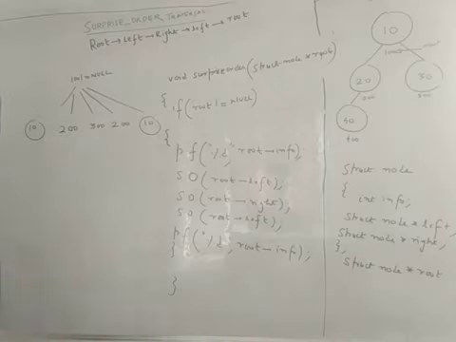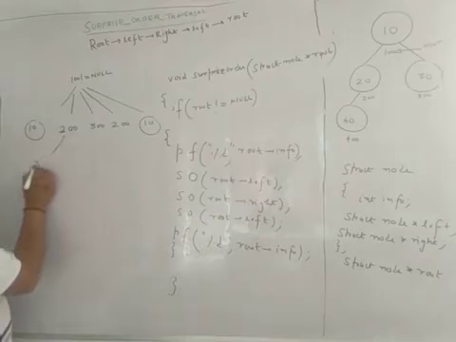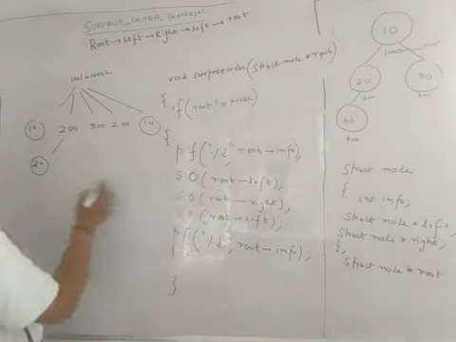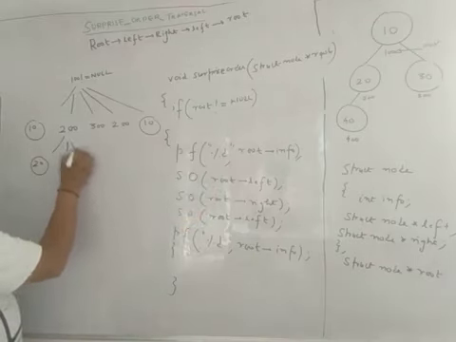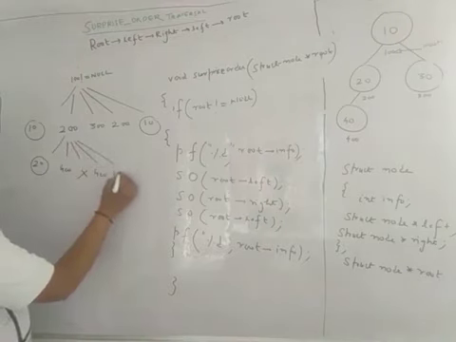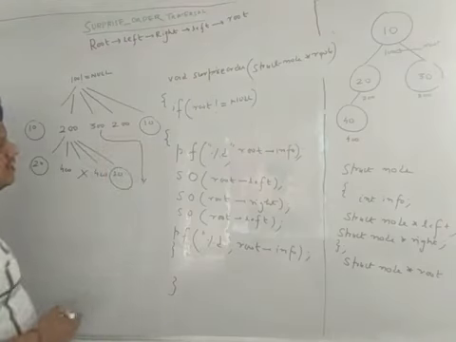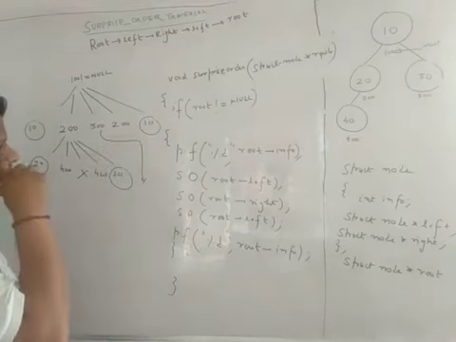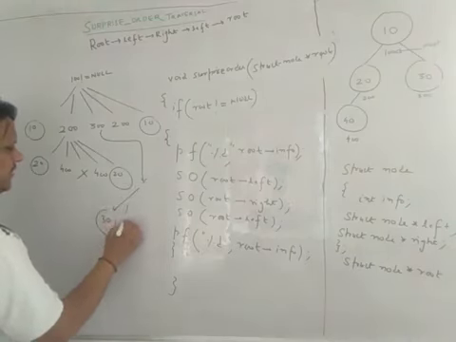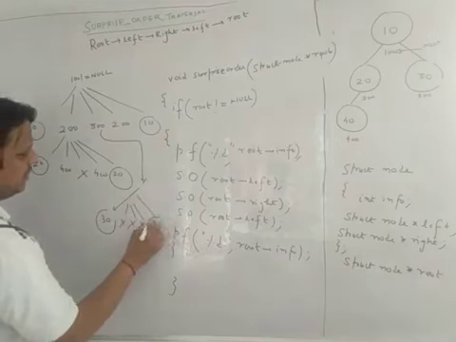Again 200 not equals to null, condition true. First thing is 200 info, which is 20, so we are printing 20. After that root left. 200 left is 400, 200 right is null, 200 left is 400, and 200 info part is 20. Now we are solving for this 300 function. 300 not equals to null, condition true. 300 info is 30. There is no left, there is no right, there is no left, and info of 300 is 30.